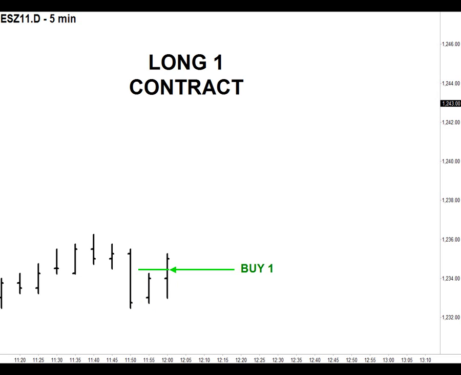So we're long one contract, and once we get into the trade, we want to use stop placement number 1, because this is going to be relative to our money management when we start increasing share size.